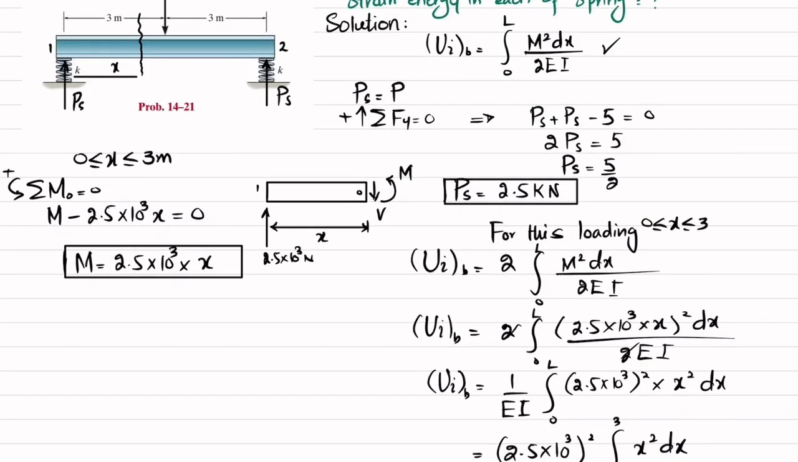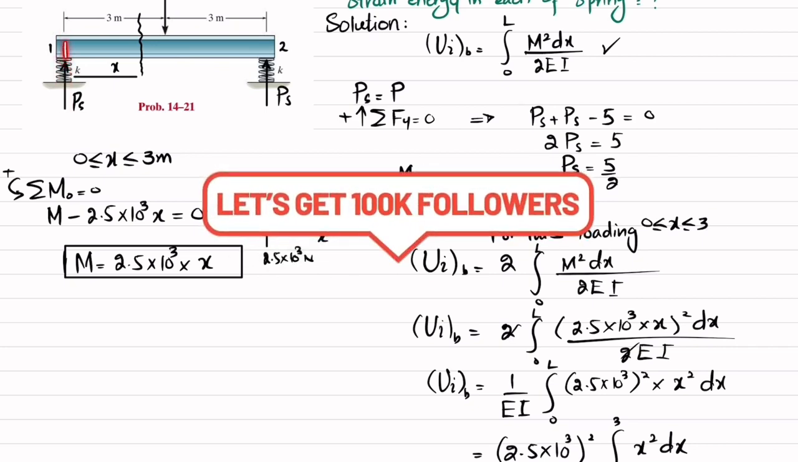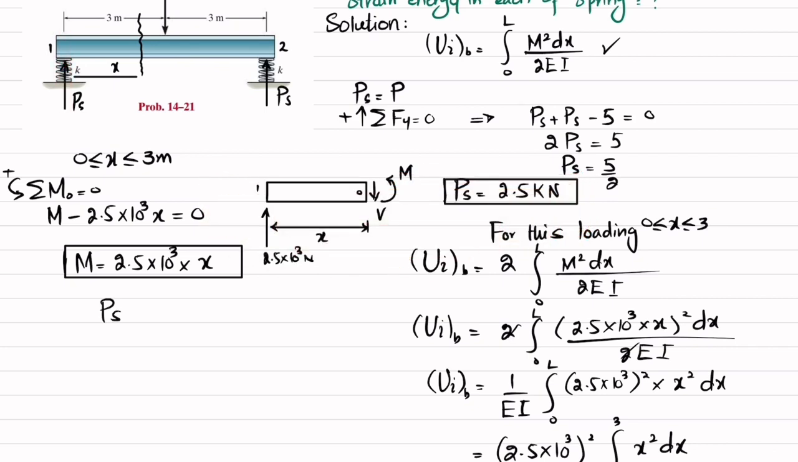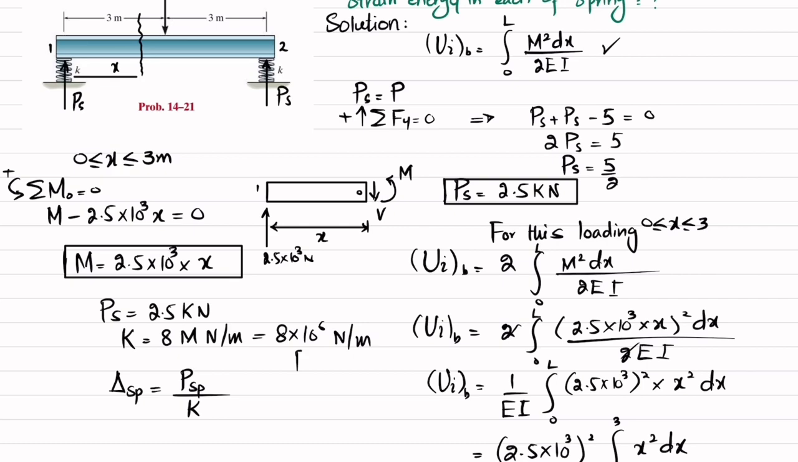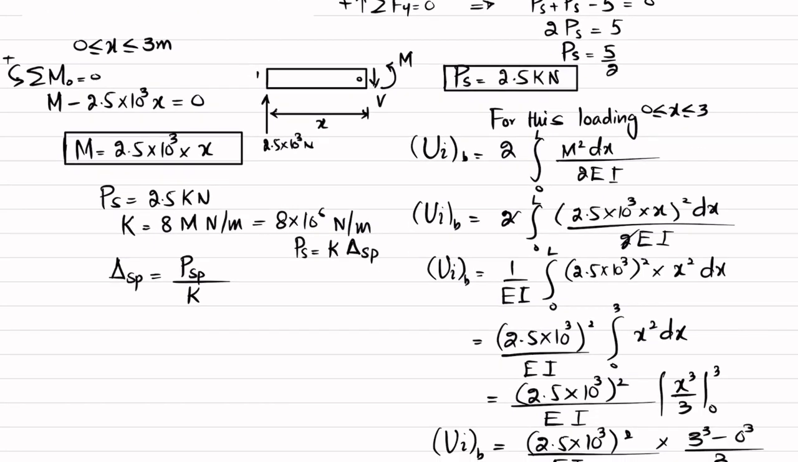So you can see this load, the spring applies a load on this beam. As a result, this beam will also apply the same force on the spring, that is compression. So we know that P of spring is equal to 2.5 kilonewton. Stiffness of spring is given as 8 meganewton per meter, which is equal to 8 into 10 to the power 6 newton per meter. So we know that deflection in spring is equal to P of spring divided by K of spring, because P of spring is equal to K of spring into deflection of spring.